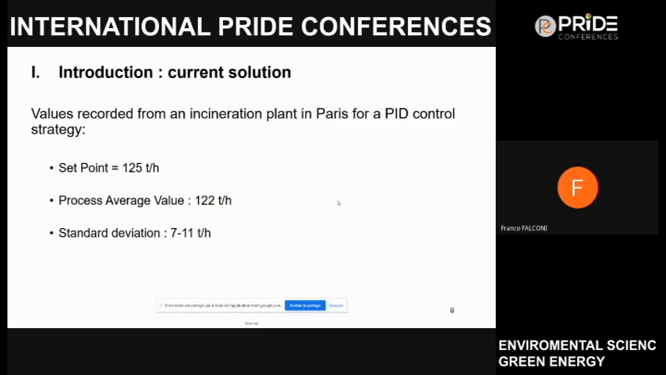So just to have some figures in mind, currently the set point is to produce 125 tons per hour of steam. The process average value is 122 tons per hour, with a standard deviation between 7 and 11 tons per hour, which means that we have a process that has a big variability and is not well controlled.